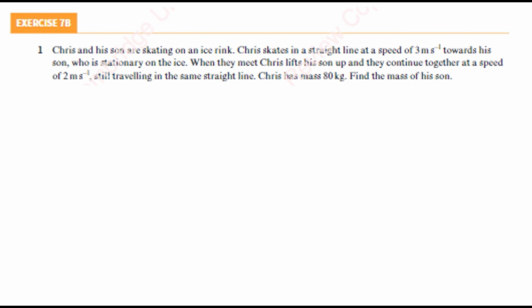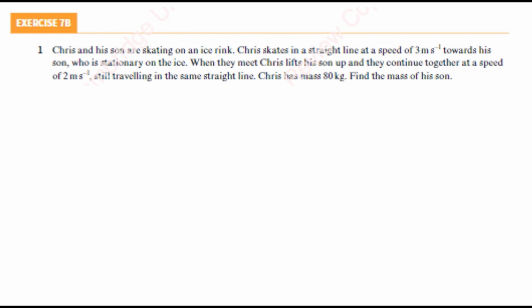Chris and his son are skating on an ice rink. Chris skates in a straight line at a speed of 3 meters per second towards his son, who's stationary on the ice. When they meet, Chris lifts his son up and they continue together at a speed of 2 meters per second, still traveling in the same straight line. Chris has a mass of 80 kilograms. We are required to find the mass of the son.